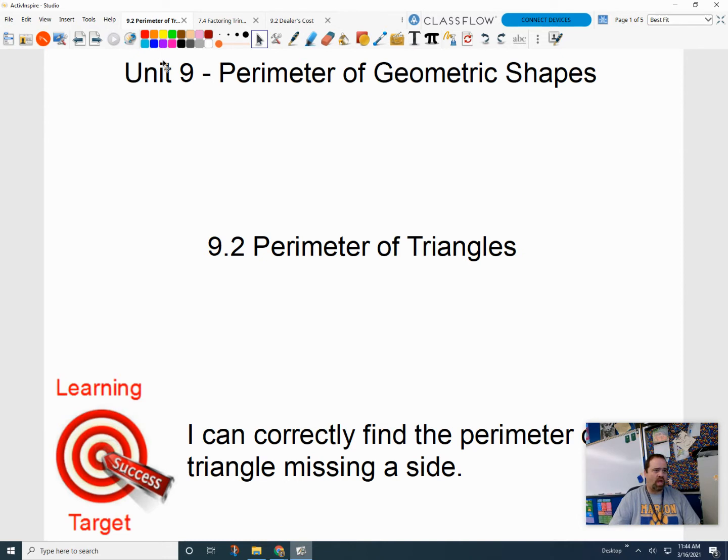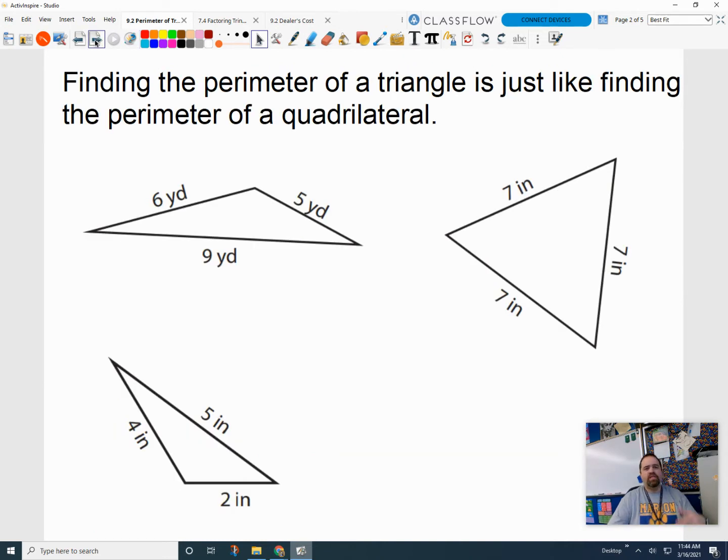So triangles really aren't any different than the other shapes that we've done. These would be pretty easy to find the perimeter of, just add up the sides. So just to kind of, I can't have a problem up there and not do it. So if I add these up, 6, 5, and 9, this guy has a perimeter, oops, I'm on white. I need red. I have a perimeter of 20 yards here.